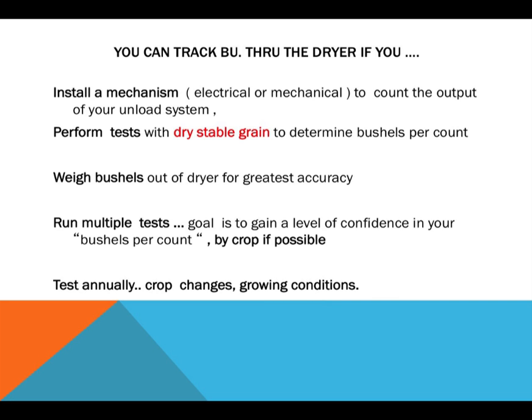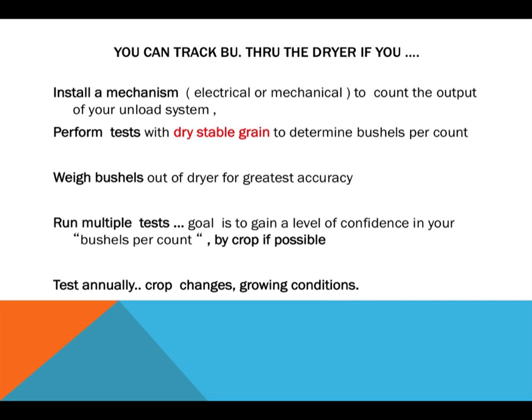I've got a slide in here of an older Zimmerman dryer that has the gearbox outside feeding in through to the gearbox inside, and we put a counter on there so it would count the revolutions. Okay. And I'll explain a little bit more, but you can do that if you just count the unload system. If you come up with some mechanism to track that unload system, perform some tests with dry, stable grain. You probably want to do that now or sometime before you're going to use your dryer. I wouldn't suggest doing it during harvest because it's a cumbersome thing to do.